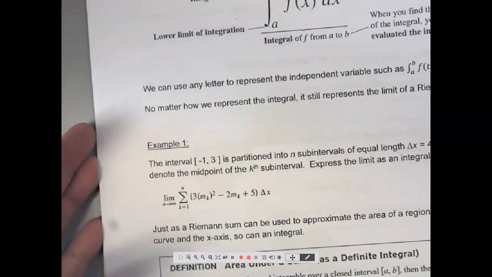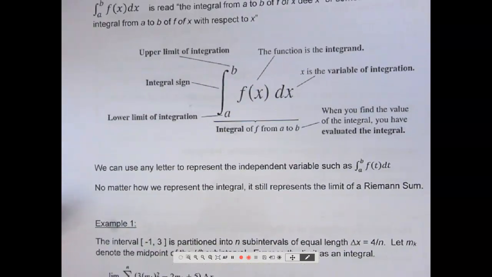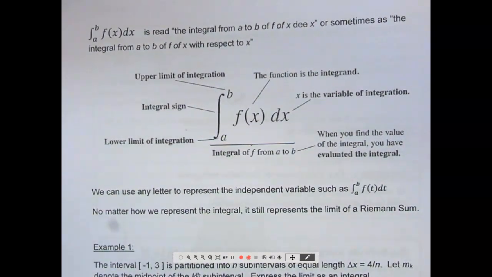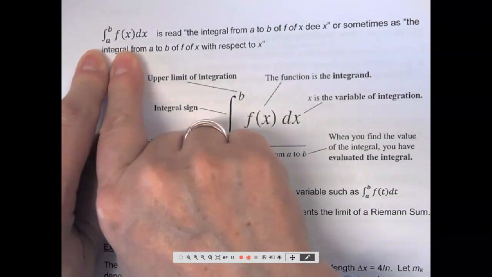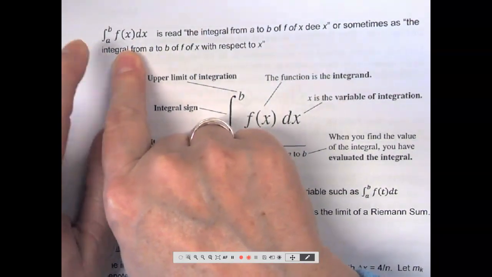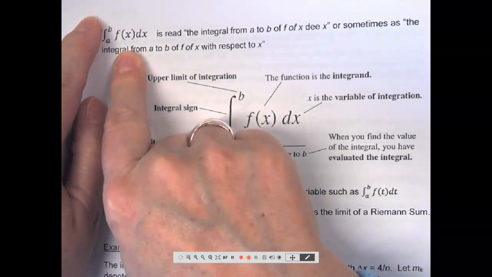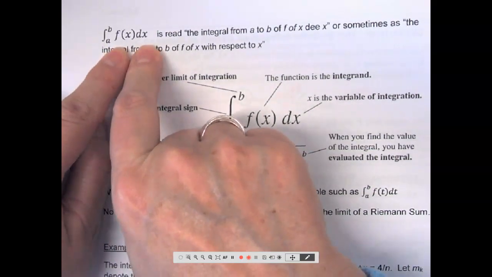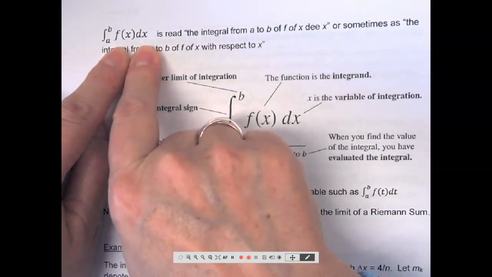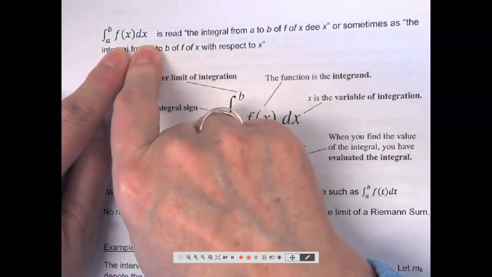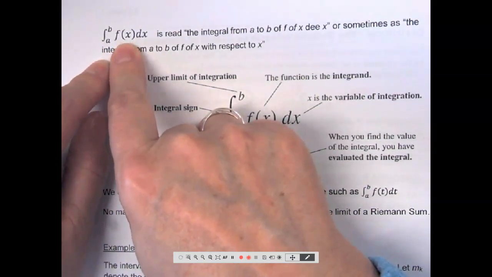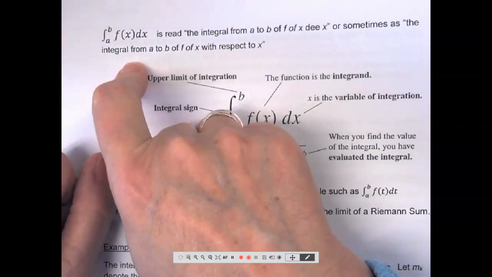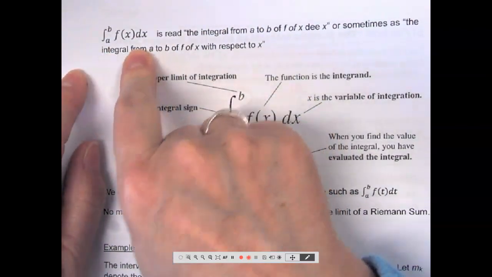Okay, so here we go. Let's dissect this symbol here. Okay, so this is how we would read this. The integral from A to B of f of x dx. And what that means is, hey, we're going to find the area under this curve, between the curve and the x-axis, from A to B. That's what all that means. Okay?